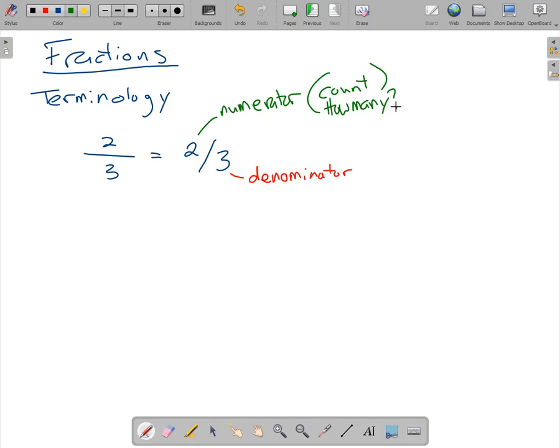Denominator comes from the word denomination. Have you heard the word denomination before? If so, in what context? In church. Yeah, different religious denominations, right? My mom was Roman Catholic, my dad was Protestant. That didn't go over well with each family because they view each other as different religions, right? The different ways they describe themselves, okay?